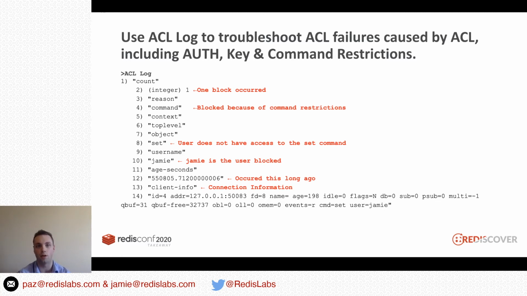Let's look at the ACL LOG output. You can see here, one command was blocked, and the command that was blocked was the SET command. Jamie was the user who was blocked, and you can see exactly when this occurred. You can also see the connection info for Jamie, and this helps you with troubleshooting. ACL LOG's practical use case is to help you troubleshoot a troublesome application. This will show you exactly what is being blocked by your ACLs, and can help you fix your application in the long term.